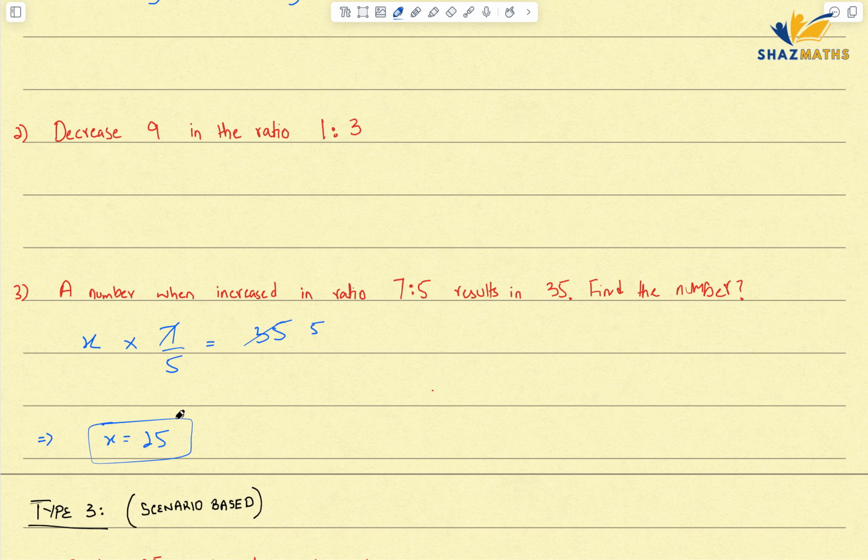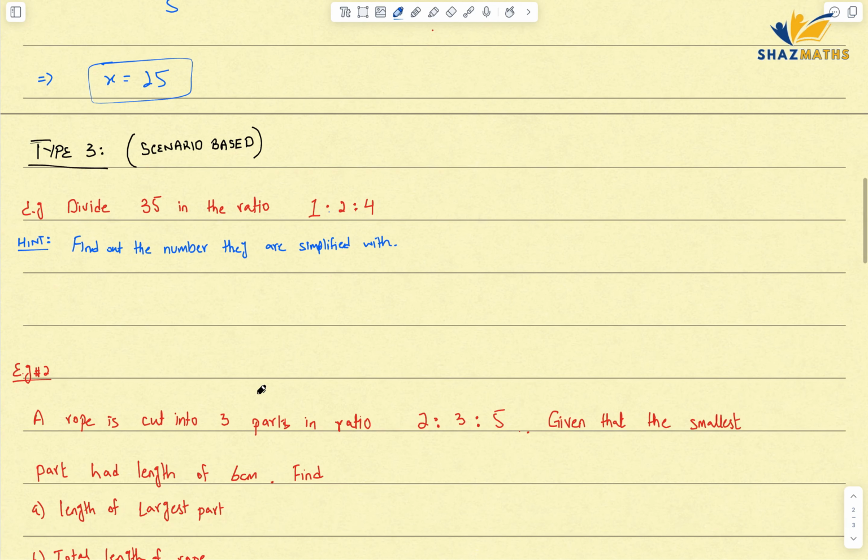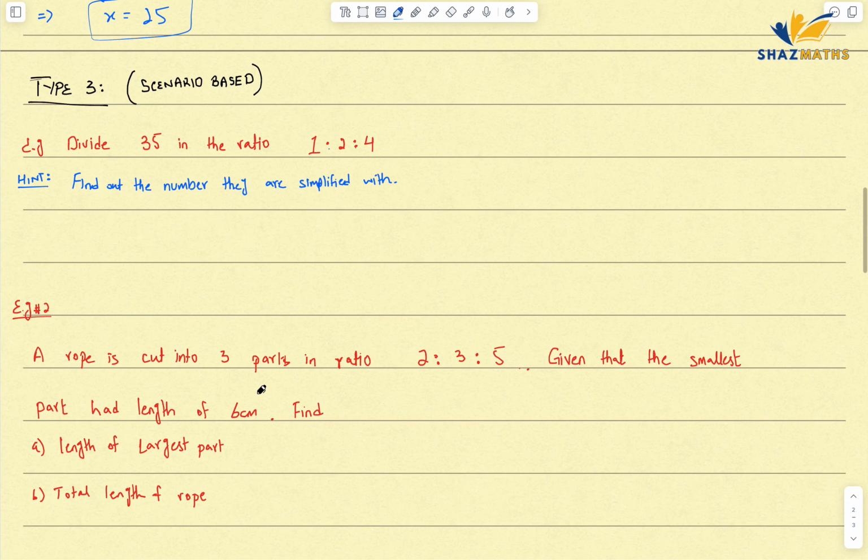Got it? So that was type 2. Type 3, which is the most important of all, is scenario based. And there's one simple technique that I will provide to you guys, and whenever you apply this technique, hopefully you'll be able to get done with all of these questions as well. So a scenario will be given to you, and then you have to simplify that word problem. Let's do this example. It says divide 35 in the ratio 1:2:4.